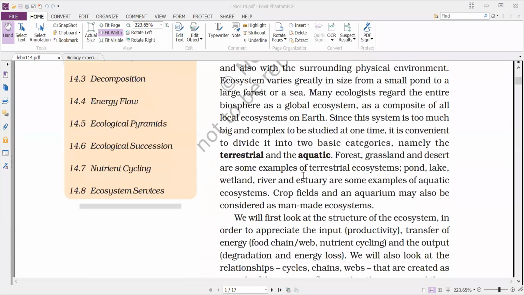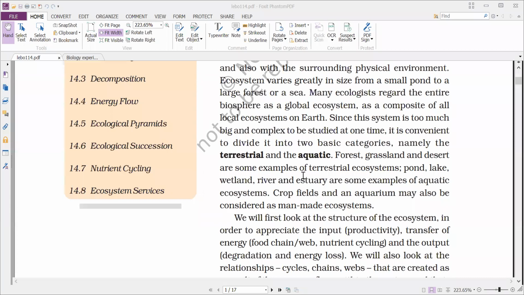Terrestrial and aquatic. What are the ecosystems that come under terrestrial? Forest, grassland, and desert are some examples of terrestrial ecosystems. You can take a forest with a large number of large trees. Grasslands have a large number of small plants covering the land area. And a desert is where temperatures are very high and the vegetation is very less. These are some examples of terrestrial ecosystems. These are all present on the earth only.